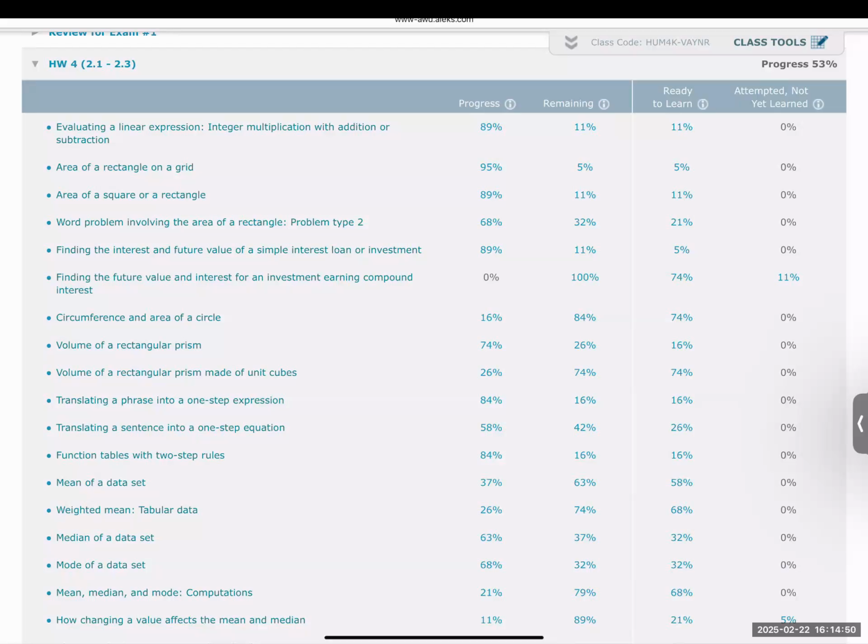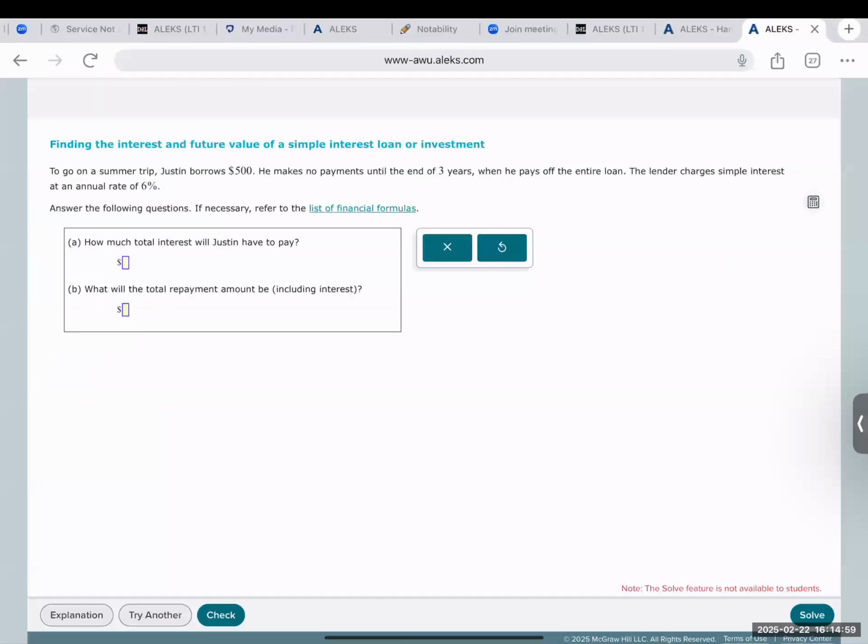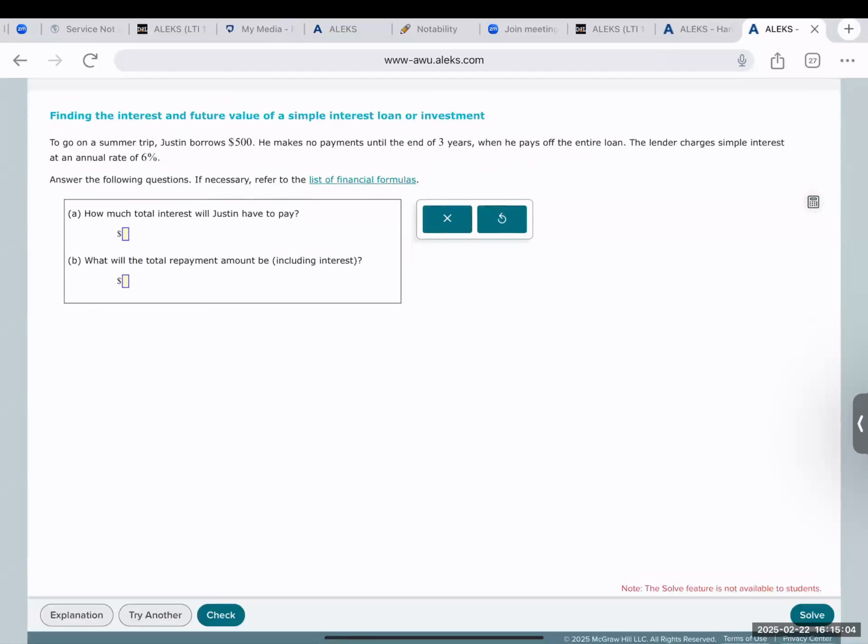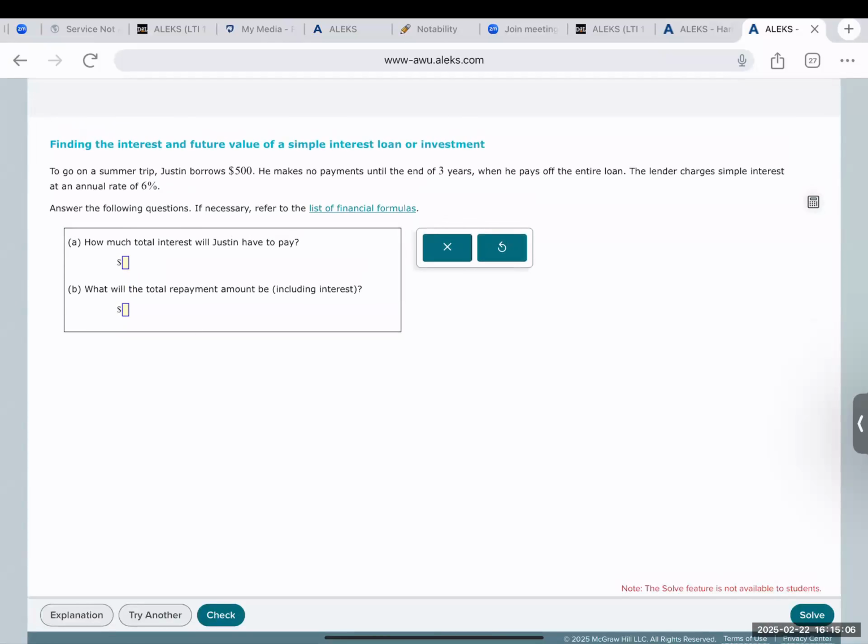So when I click on this topic, the first thing that you should always do is read the question, right? So to go on a summer trip, Justin borrows $500. He makes no payments until the end of 3 years. When he pays off the entire loan, the lender charges simple interest at a rate of 6%.